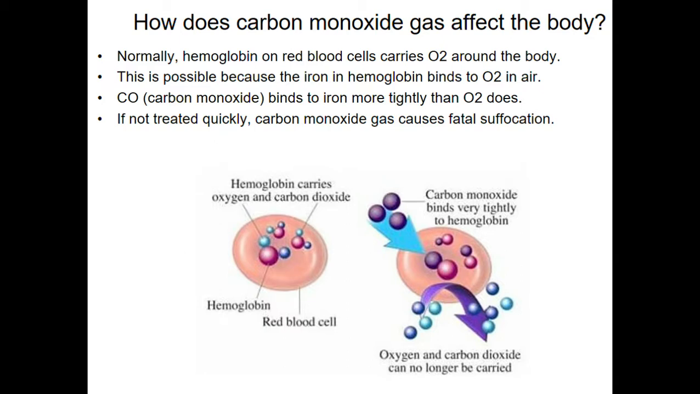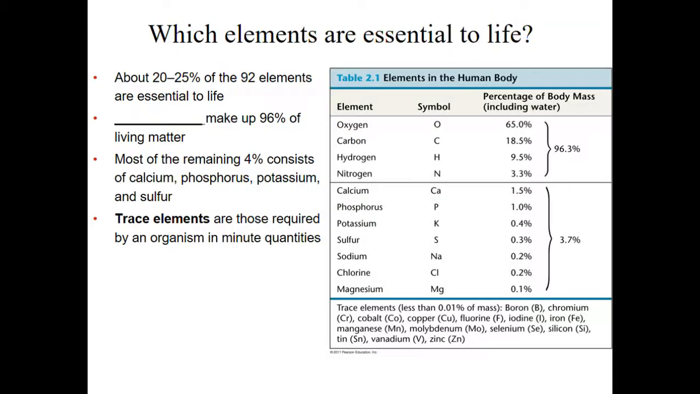So looking at this diagram, what we see is a red blood cell. Red blood cells have a protein called hemoglobin, and the red blood cells carry oxygen around the body. This is possible because iron in hemoglobin binds to oxygen inside the air. But if there's carbon monoxide in the air, it ends up binding to iron more tightly and basically kicks off oxygen and carbon dioxide. So if carbon monoxide poisoning is not treated quickly, it can cause fatal suffocation. So that's a little bit scary.